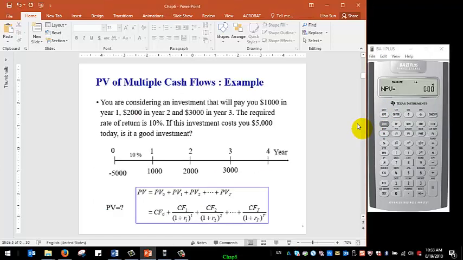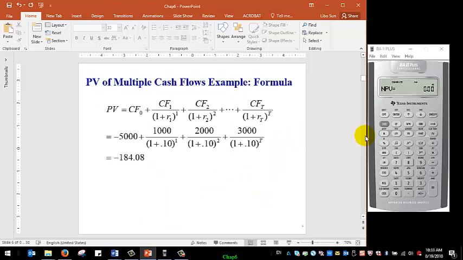So let's take a look at these following examples. There is an investment proposal. The initial requirement is $5,000. Then this will give you 3 positive cash flows in year 1, 2, 3. So the discount is 10%. If we use formula, we can use 1,000, 2,000, 3,000, discount at 10%. 1 year discount, 2 year discount, and 3 year discount.